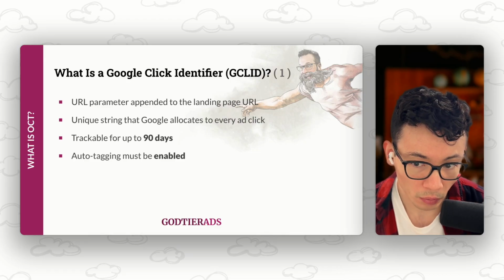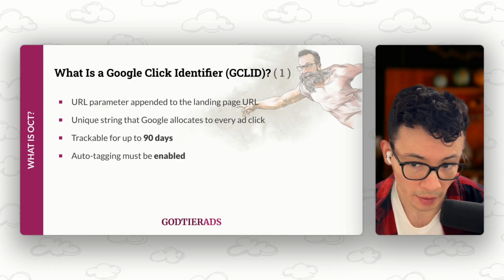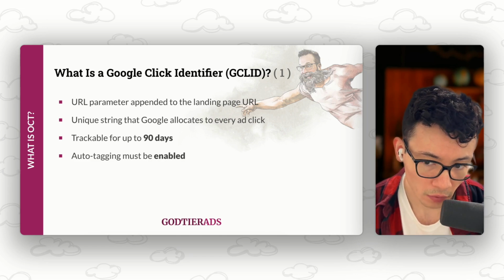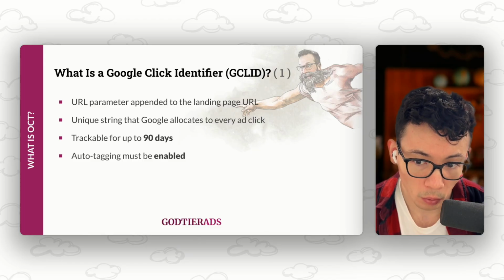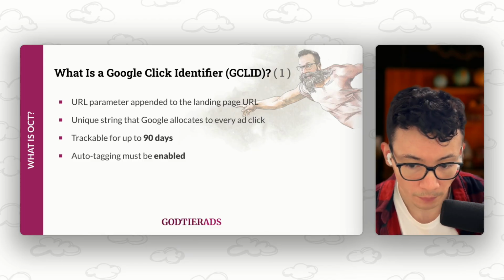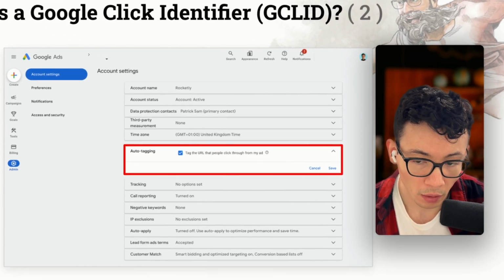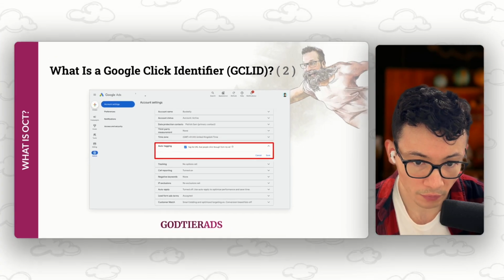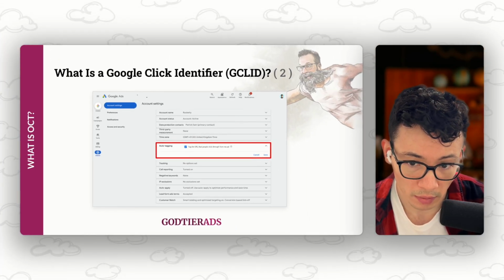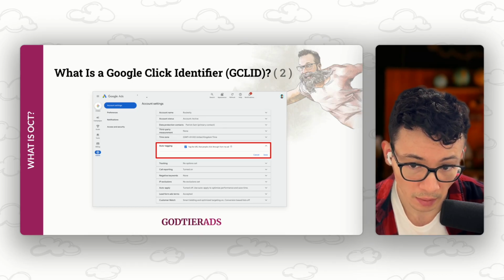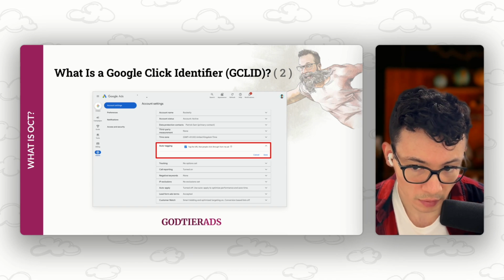And finally, for Google Click IDs to be appended to the landing page URL, auto tagging must be enabled inside of your Google Ads account. It's not really something you need to worry about because auto tagging is always enabled by default. However, if you would like to check yourself just to be safe, you can go to admin, account settings, and then if you expand the auto tagging box like shown in the screenshot, you just need to make sure that the box is ticked. But again, by default, it's always ticked. So unless someone has been messing inside the account settings, configuration settings, then you shouldn't need to worry about that.